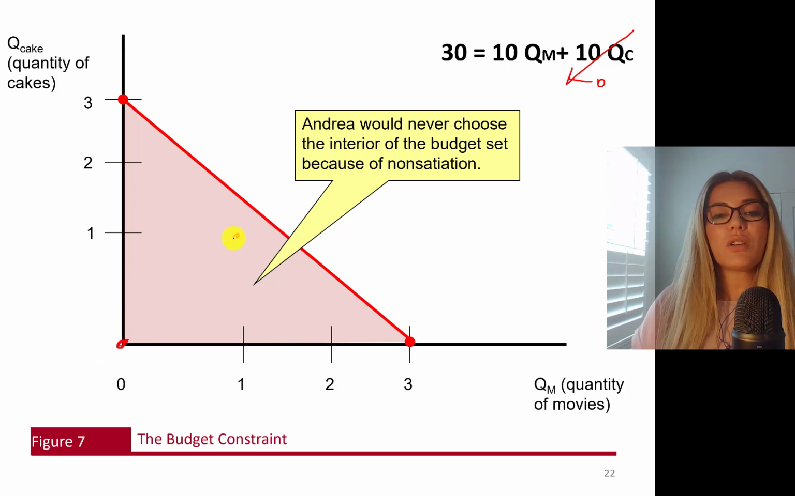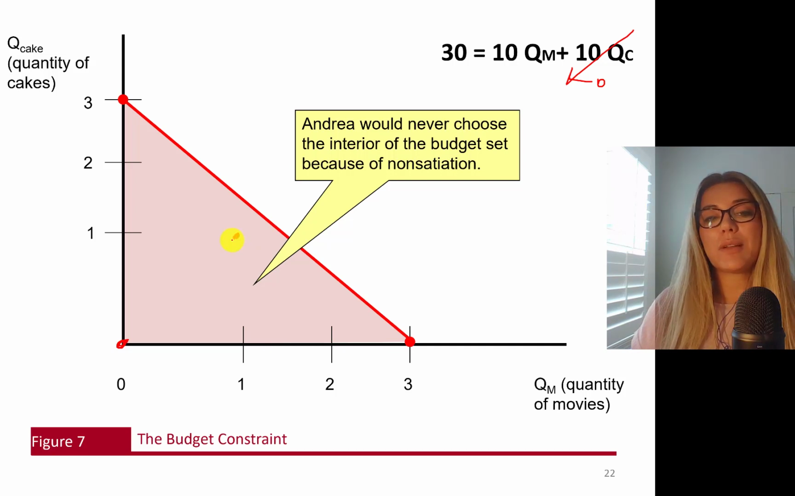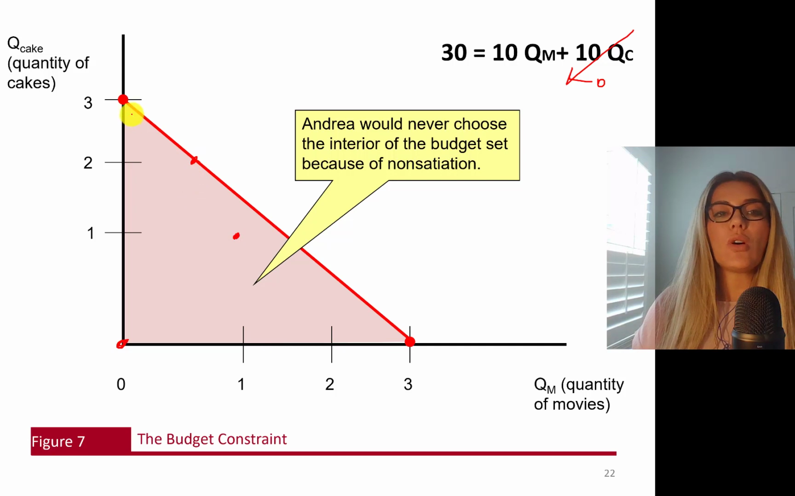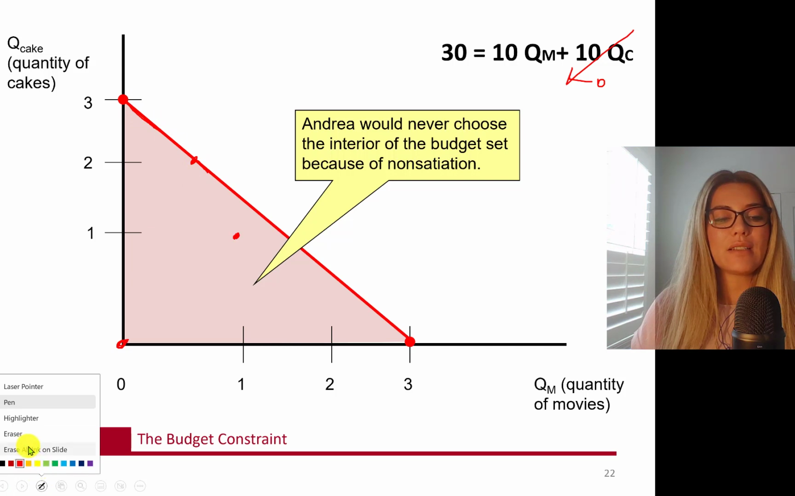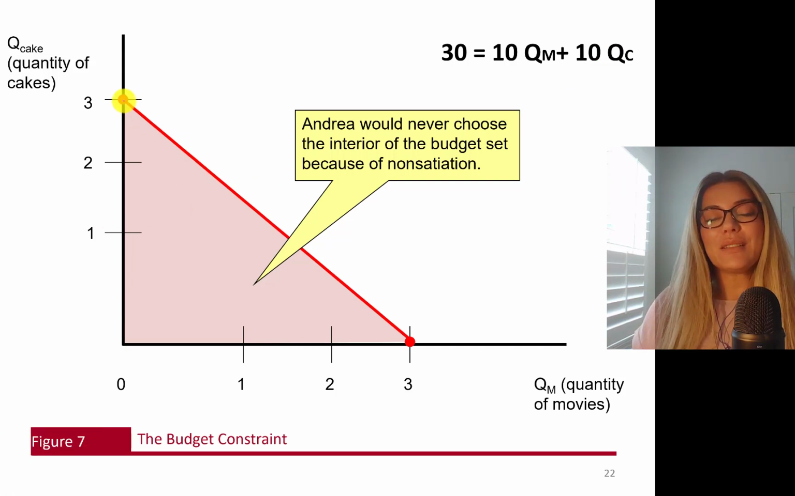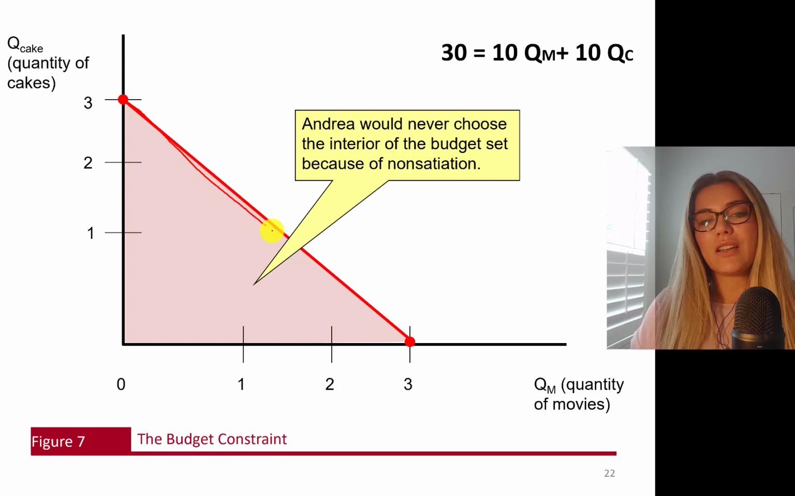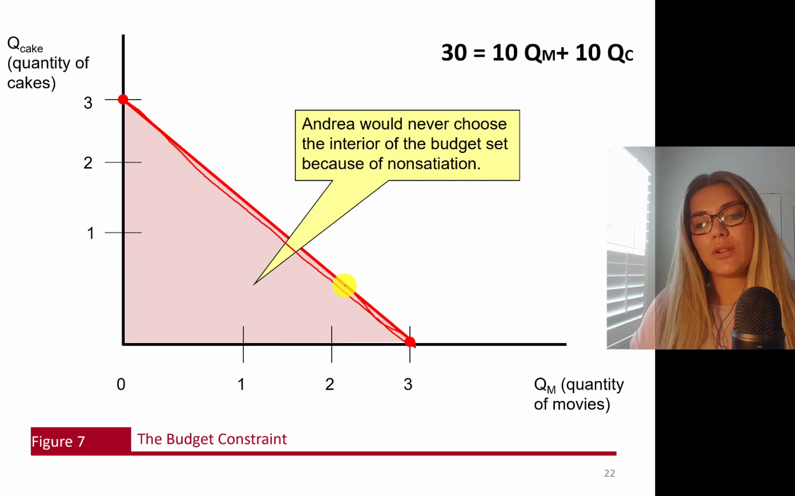You're just watching one movie, eating one cake, you spent $20. You didn't spend all your money. Here you spent all your money. So only the points on this red line, I'm going to get rid of all the other reds that I inserted. So only the points, including intercepts, on this red line will give Andrea the full spending that she's looking for. This is her budget line, or budget constraint.